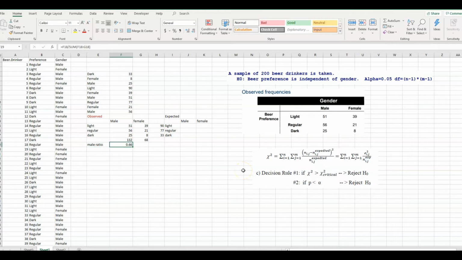So suppose we have 90 drinkers in terms of light. It should have 66% of them male, and the rest should be female. So this should be the total times this ratio. So this should be 59. I'm going to use the dollar sign here, and I repeat, this is a key. Let's use another color, purple. I'm going to make it bigger.